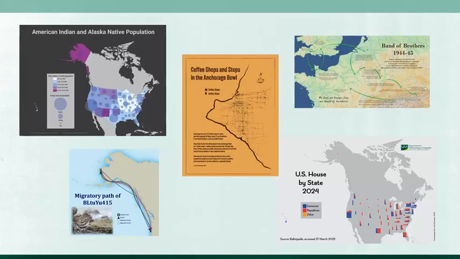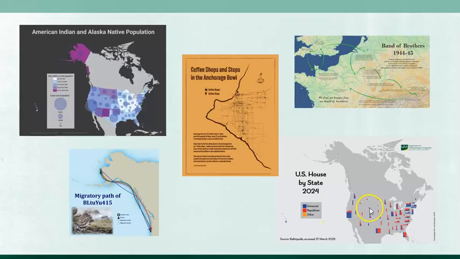Here's a bunch of different maps that I've made, just showing all the different ways that things can be symbolized on a map. We can use different colors. We can use different shapes and sizes, like these graduated circles right here. We can use lines with arrows to show things. Or we can just use little tiny special symbols like these coffee shops and coffee stop symbols that I've used to show where all the coffee shops and stops in the Anchorage Bowl are.